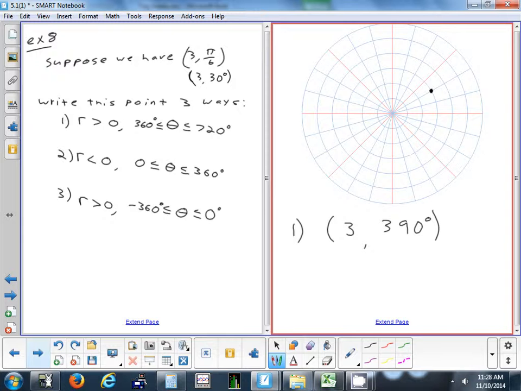There's another way to get to the point, just going around one extra revolution. If I wanted you to go around between 2 and 3 times, you could just add 360 again. Okay, second way. This time they want r less than 0.